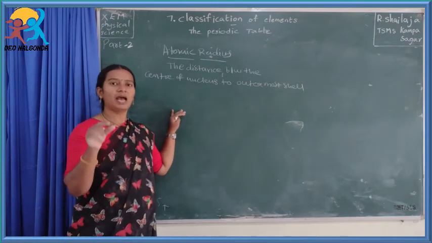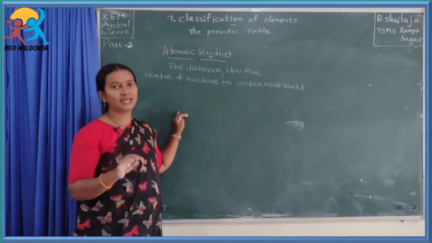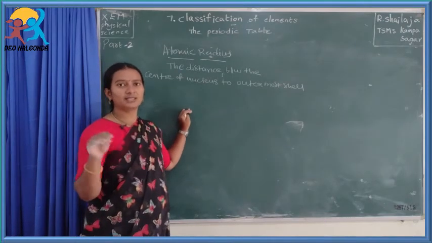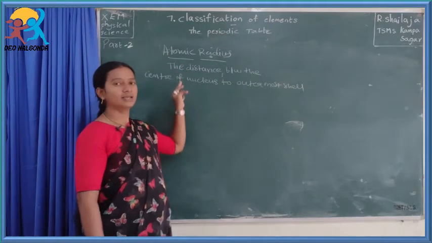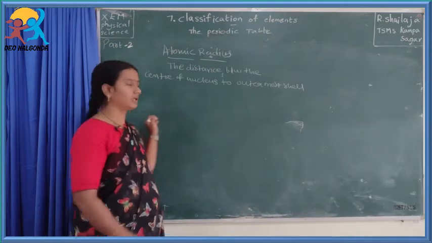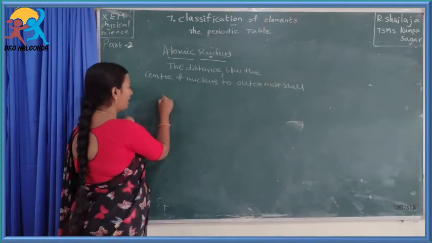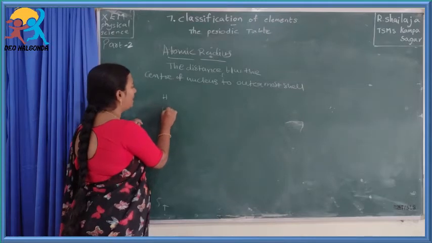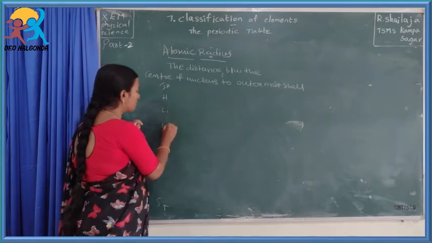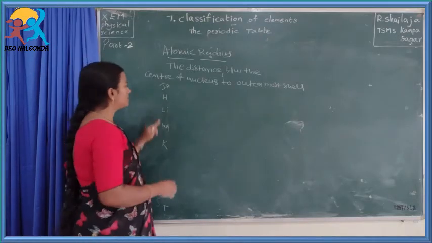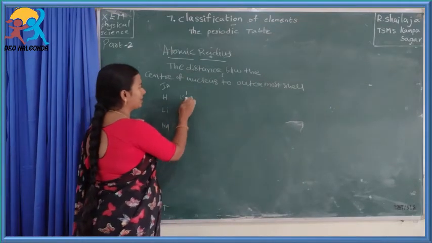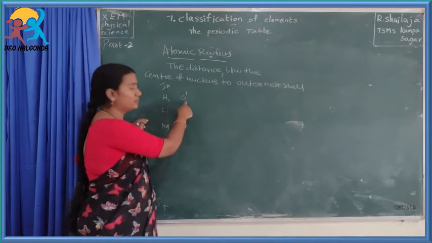An atom has a nucleus, with shells around it. So the distance from the last shell to the center of the nucleus is the atomic radius or atomic size. So how does it vary in the group and period? For example, take one group, the first A group: hydrogen, lithium, sodium, potassium. Hydrogen has atomic number 1, that is 1s1.